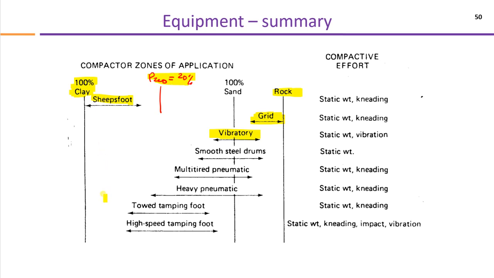So this was the very brief summary about the equipment that we used in the process of compaction. So I think this is enough for today. So we are going to continue with one more thing, which is the field density test, in our next class.